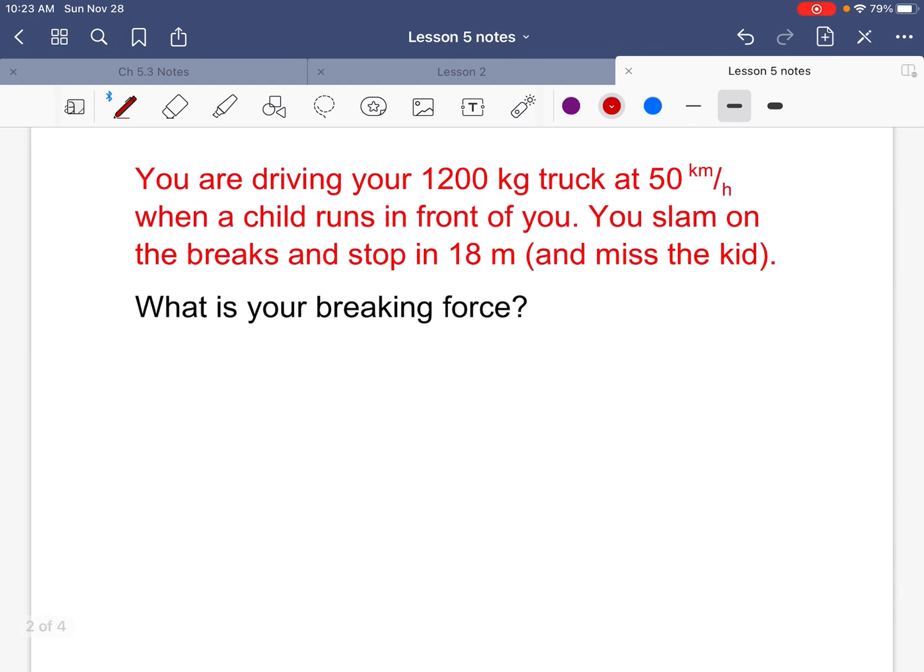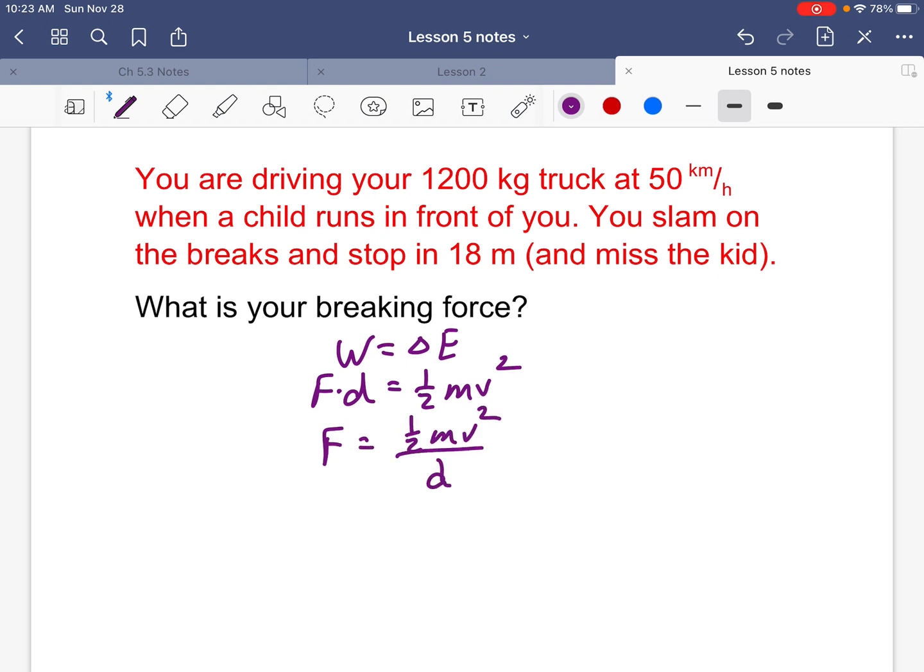Now, let's do a couple of examples. You're driving your 1,200 kilogram truck at 50 kilometers an hour when a child runs in front of you. You slam on the brakes and stop in 18 meters and miss the kid. Good. What's your braking force? Well, as we just said, work done is change in energy, or force times distance is 1/2 mv squared. We want the force, so let's go 1/2 mv squared divided by d will be our force.